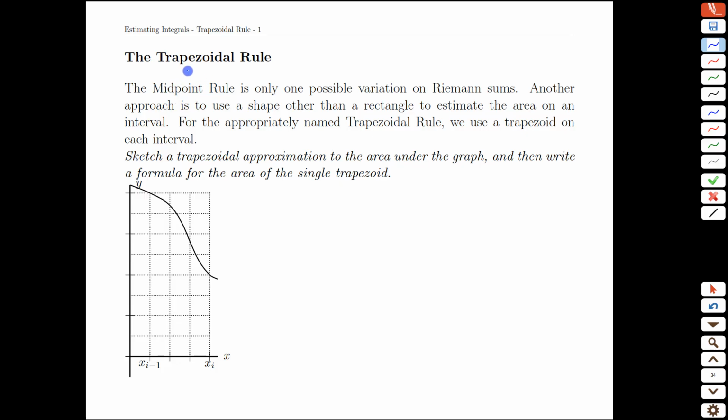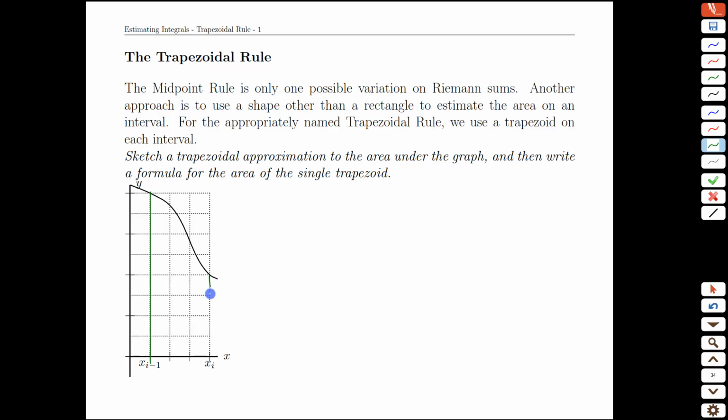In this video, we're going to look at an alternative to the midpoint rule or the midpoint sum, and that's the trapezoidal rule. So far, all we've used to estimate areas have been rectangles, but there's no reason at all why we can't use something a little more sophisticated. And by a little more, I mean literally just a little more.